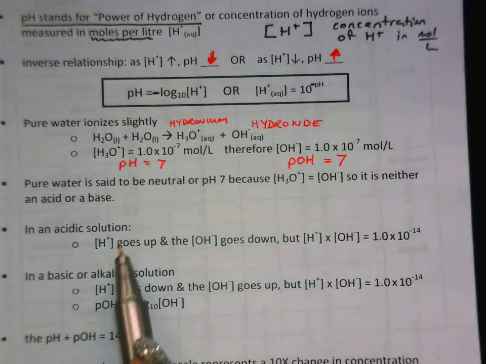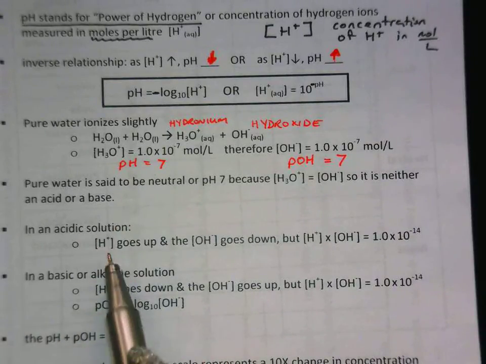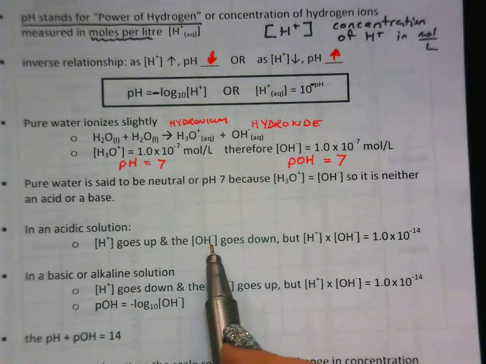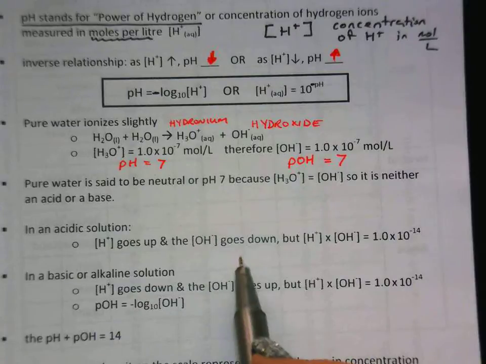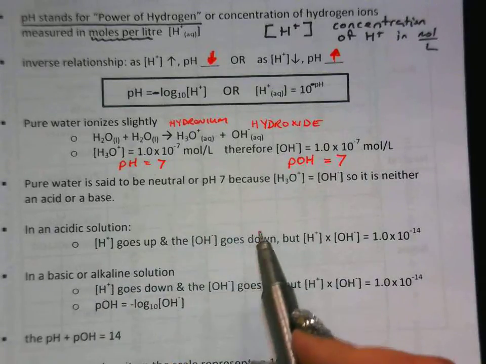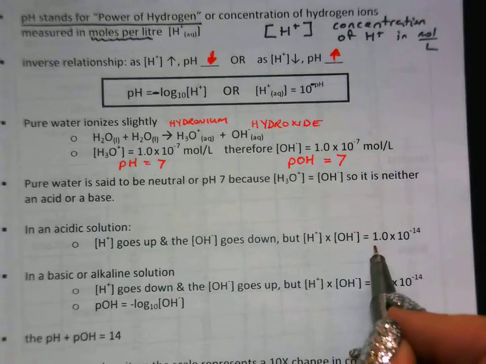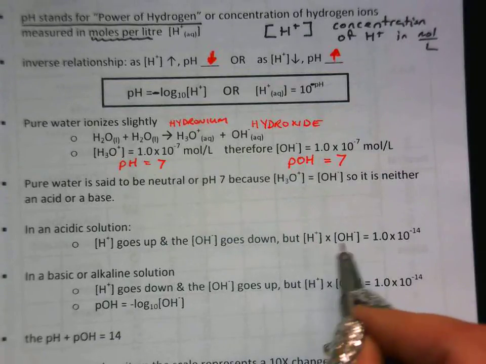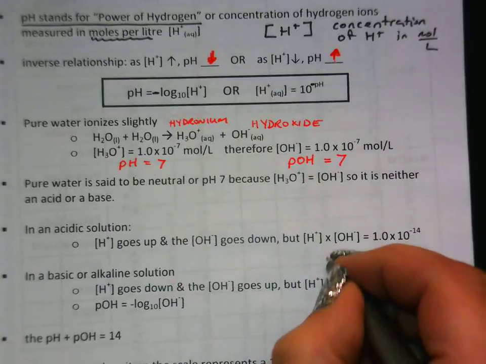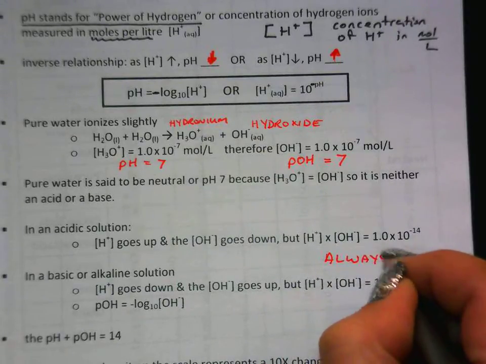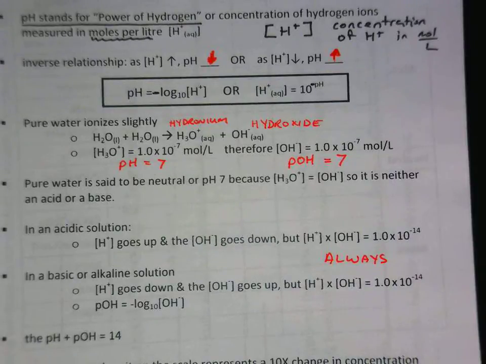In an acidic solution, the concentration of hydrogen goes up above the concentration of hydroxide, or the hydroxide concentration goes down, so relatively this is larger, but something stays the same. If you multiply the two concentrations together, the concentration of H+ and the concentration of OH-, you will always get a number of 1 times 10 to the negative 14. Always, always, always. Similarly, in a basic solution or an alkaline solution, either the concentration of hydrogen has gone down or the concentration of hydroxide has gone up, but if you multiply the two together, you always get the same.